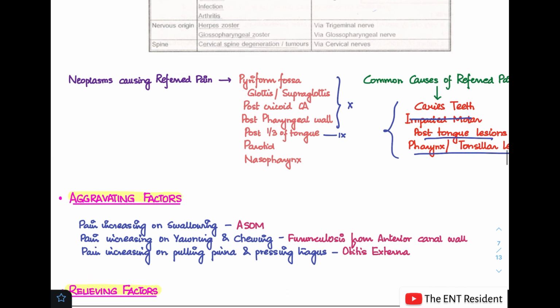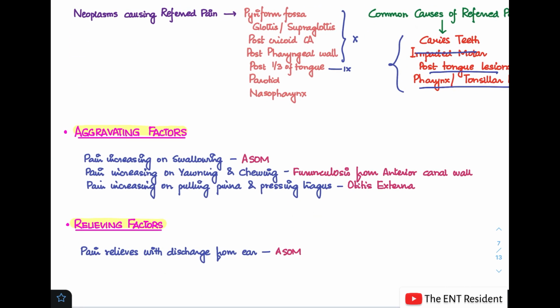Next are the aggravating factors of the pain. When the pain increases on swallowing, it is seen in ASOM. Pain increasing on yawning and chewing is seen more commonly in furunculosis of the anterior canal wall, and pain increasing on pulling the pinna and pressing the tragus is seen in otitis externa. And a very important relieving factor is when the pain relieves with discharge from the ear. This is seen in case of ASOM.